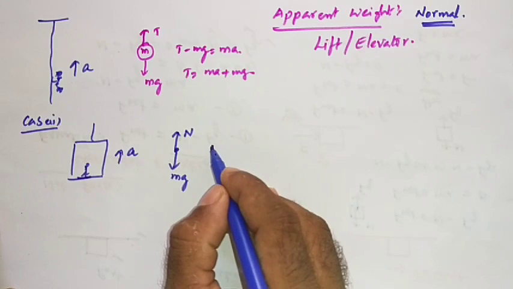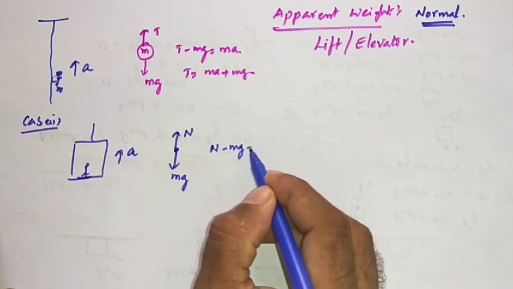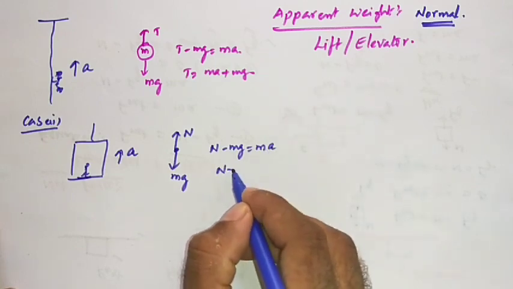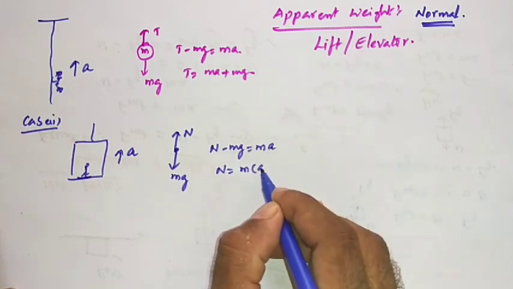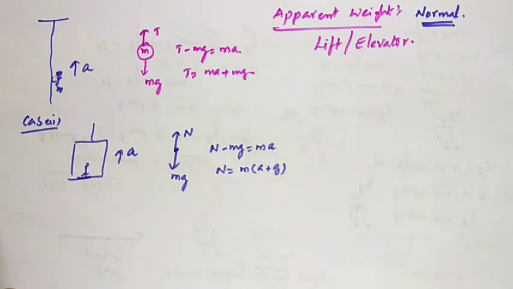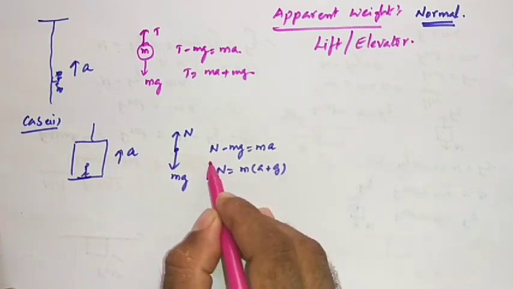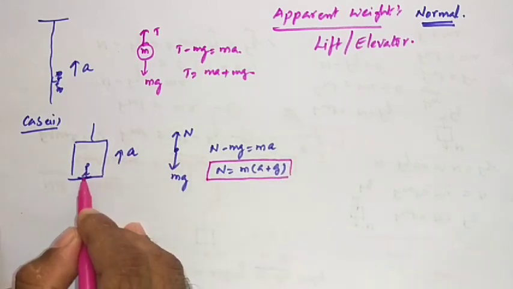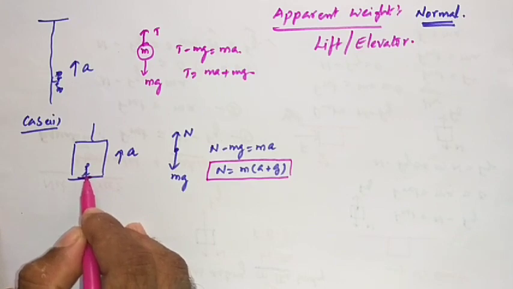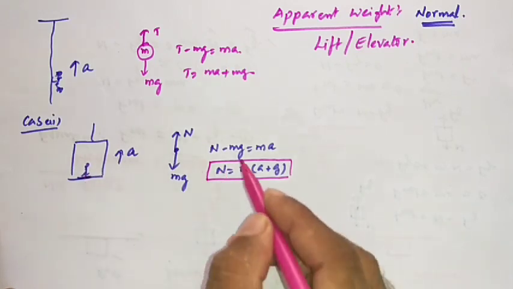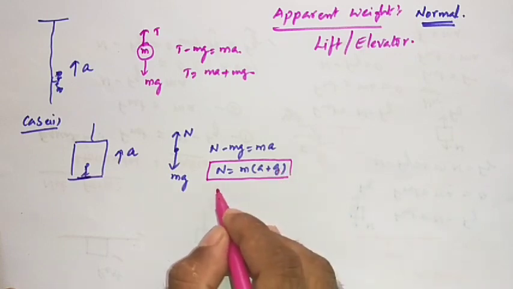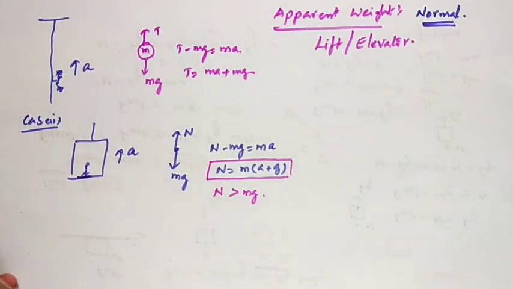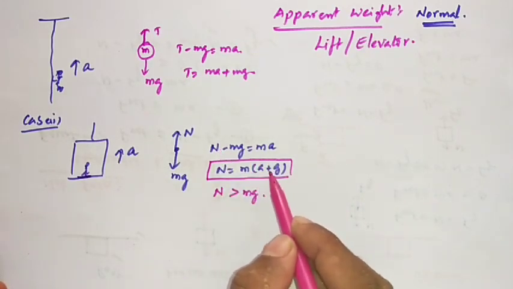Now the equation will be what? As it is moving up, N minus mg is equal to mass into the acceleration of the lift. So we can calculate N is equal to m of (a plus g). This is the apparent weight of the man. If you place any weighing machine, the weighing machine records the apparent weight of the man, that is m of (a plus g). Here N is greater than the true weight of the person. N is nothing but mg plus ma.